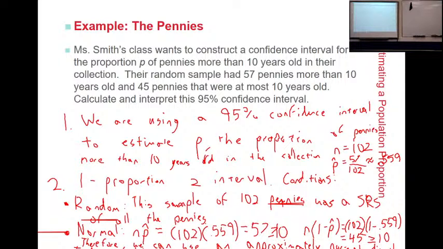So again, independent says, if you can't see it down there, we can assume that there are more than 10 times our sample size, 10 times 102, which is 1,020 pennies in the collection. All right. Those are the first two steps. Any questions before we do the last two steps? Okay.